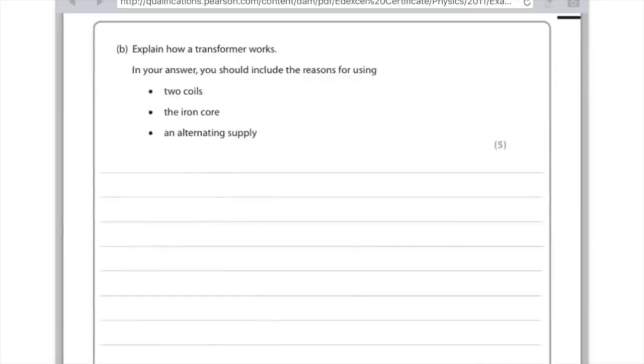B. Explain how a transformer works. In your answer, you should include the reasons for using two coils, the iron core and alternating supply. Don't stress too much if you're like, oh, I don't know how to crowbar those things into my answer.